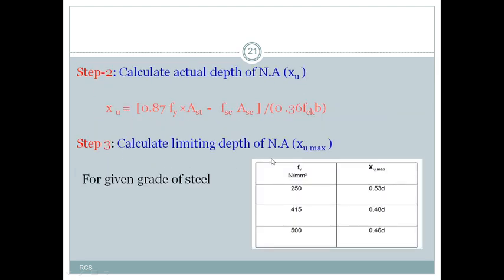Now I have to calculate XU max, that is the limiting depth of neutral axis. This limiting depth depends upon the grade of steel. In IS 456-2000, they have given for different grades of steel what the XU max will be, that is the limiting or maximum depth of neutral axis. For Fe415, that will be 0.48 D. You know D is the effective depth, already known to you. If you substitute that, you will get the XU max value.